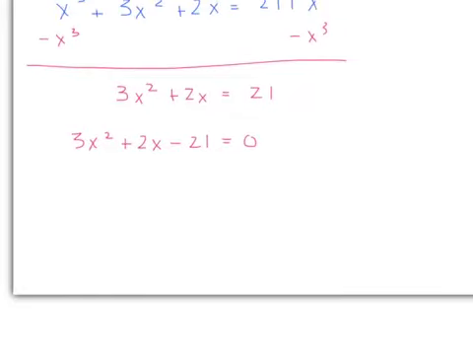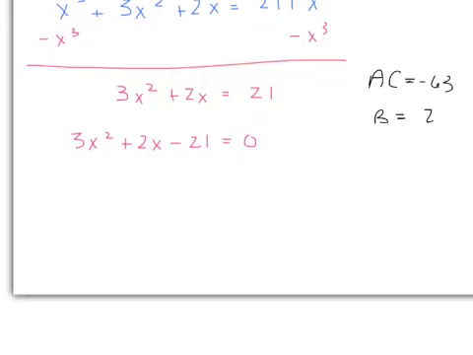AC is negative 63. B happens to be 2 in this problem. So what numbers multiply to negative 63 and add up to 2? Quick. 7 and 9.